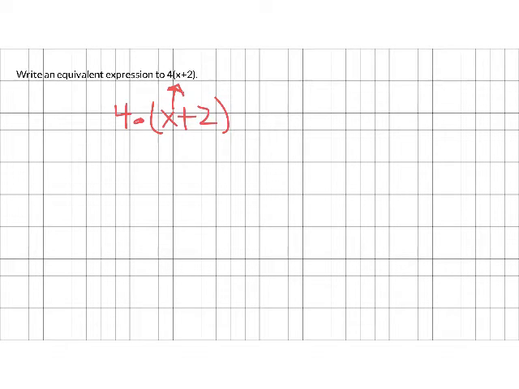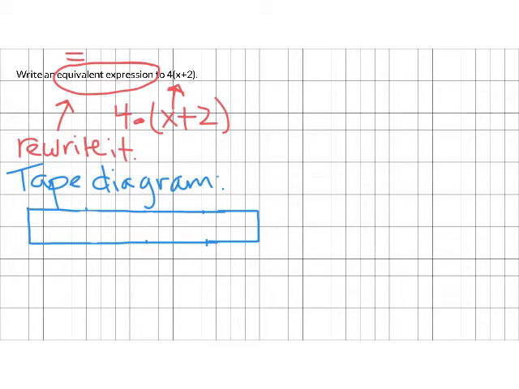And then let's rethink what equivalent expression means. Equivalent means equal, so we're trying to find something that's equal. And an expression is a piece of algebra that doesn't have an equal sign or a greater than or less than in it. So basically I'm trying to find a way to rewrite 4 times x plus 2. So equivalent expression basically means rewrite it. And we are going to rewrite it using a tape diagram.